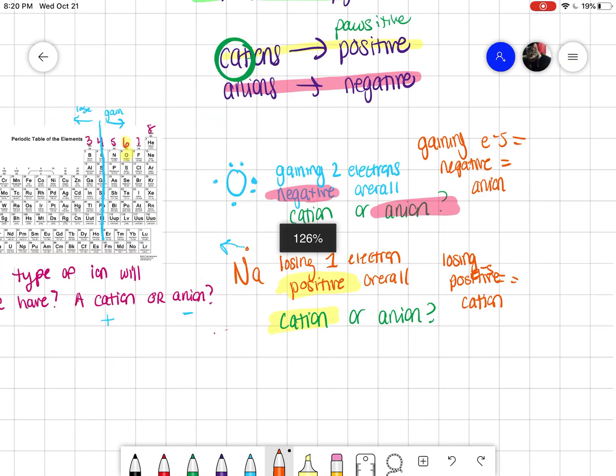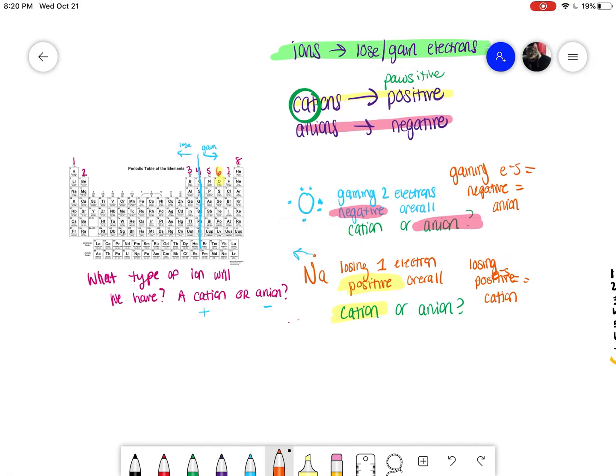So just a recap of everything that we've talked about so far. When we have an atom that has 1, 2, or 3 valence electrons, it is going to lose. And when it loses electrons and we have more protons than electrons, it will become positive overall, and that will be a cation.